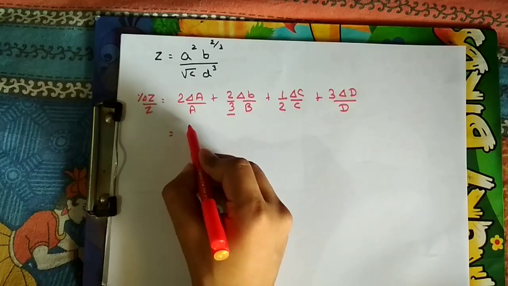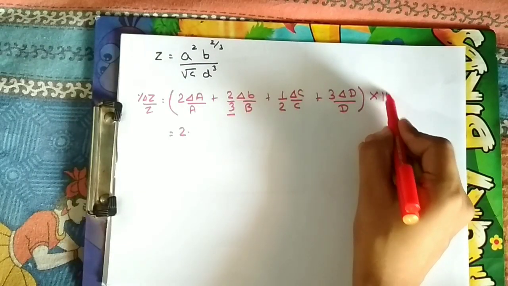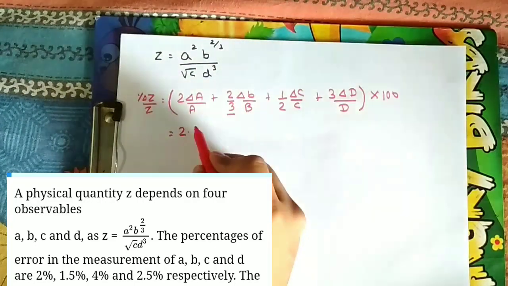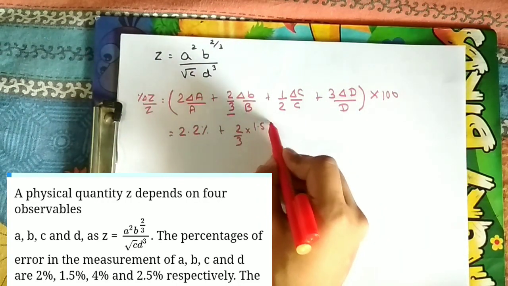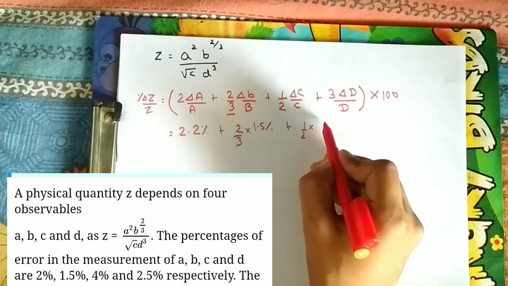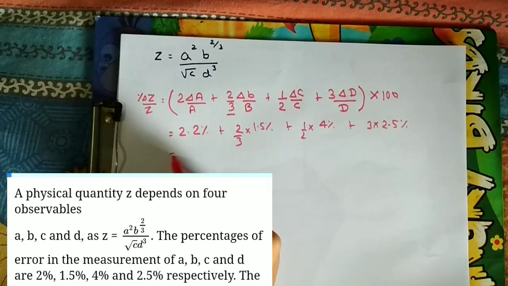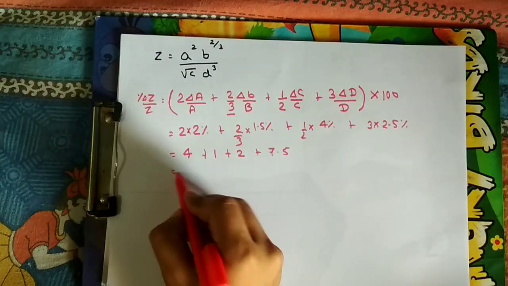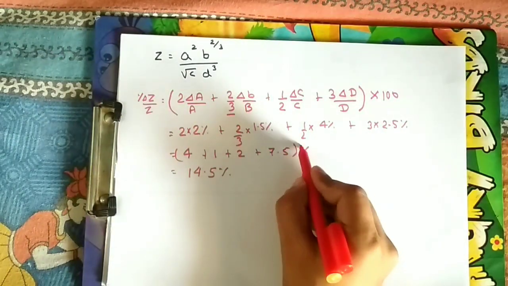Now delta A is given 2 into 2%. We have to find percentage, so multiply it by 100. Delta A upon A into 100 is given. Percentage error is given as 2 into 2% plus 2 by 3 into 1.5% plus 1 by 2 into 4% plus 3 into 2.5%. So here 4 plus 1 plus 2 plus 7.5. This comes to be 14.5%. It is as simple.